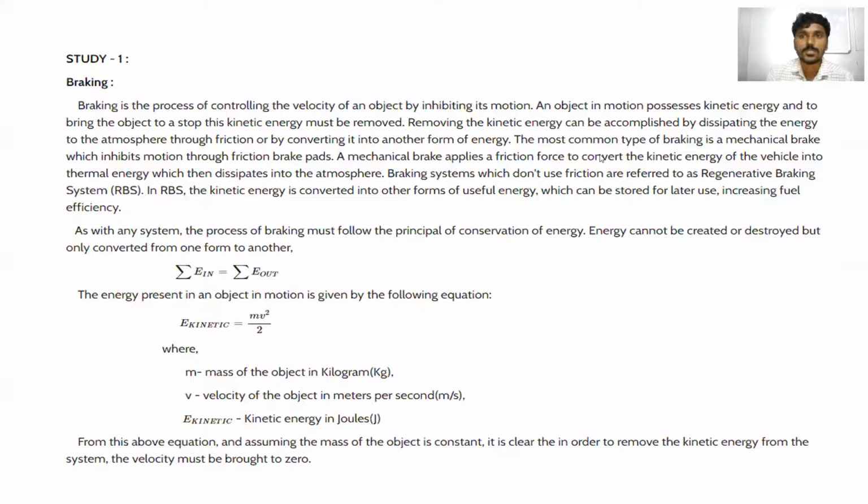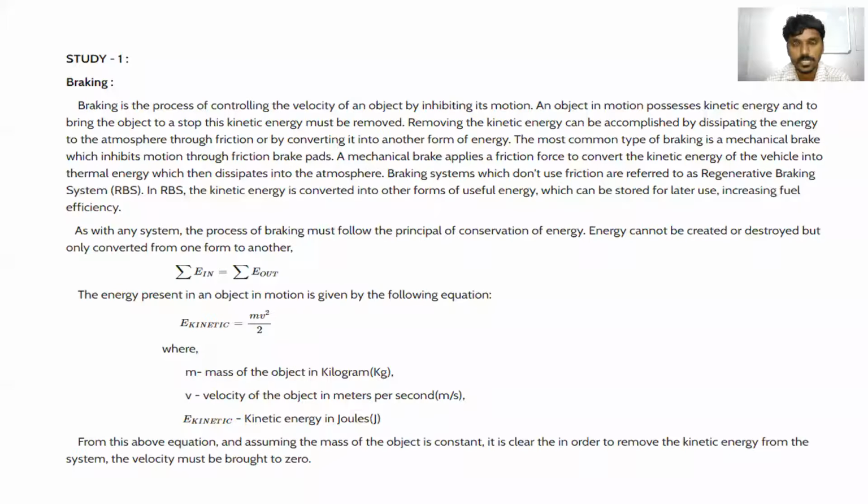So this object is having some motion and it will generate kinetic energy. To bring an object to a stop, the kinetic energy must be removed. In order to bring that object from maximum speed to zero speed, maybe a vehicle or whatever, the kinetic energy must be removed. The kinetic energy must be dissipated, otherwise the object will not be stopped.